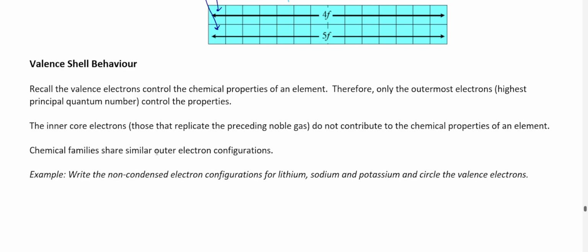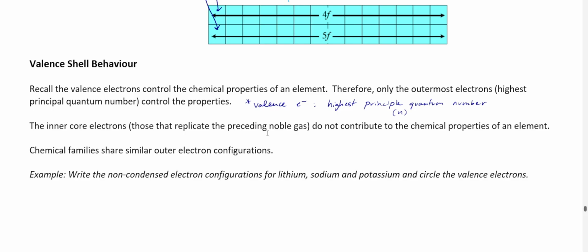Valence shell behavior. Recall that valence electrons control the chemical properties of an element. Therefore, only the outermost electrons, those with the highest principal quantum number, control the properties. So the important thing to remember here is that valence electrons are the electrons with the highest principal quantum number, and that's given by the variable n. The inner core electrons, those that replicate the preceding noble gas, do not contribute to the chemical properties of an element. So chemical families share similar outer electron configurations.